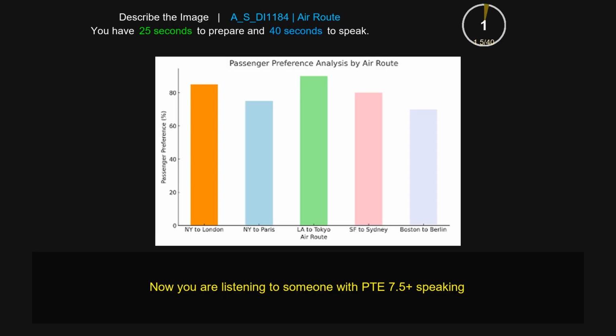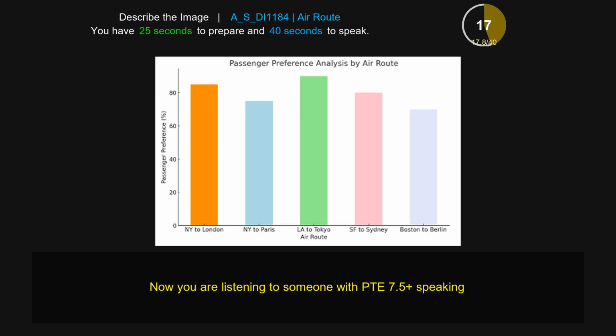The bar graph gives information about air route. There are several categories such as air route, London, Paris, Tokyo, and Sydney. On the x-axis gives information about air route, which is London, Paris, Tokyo, and Sydney, and the y-axis gives information about percentage, which is 0 to 80.